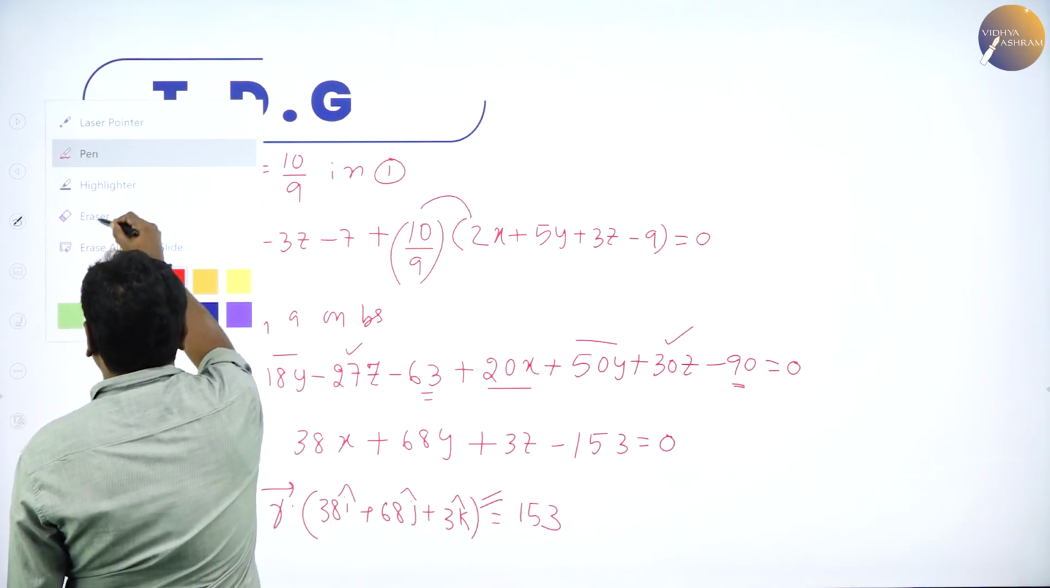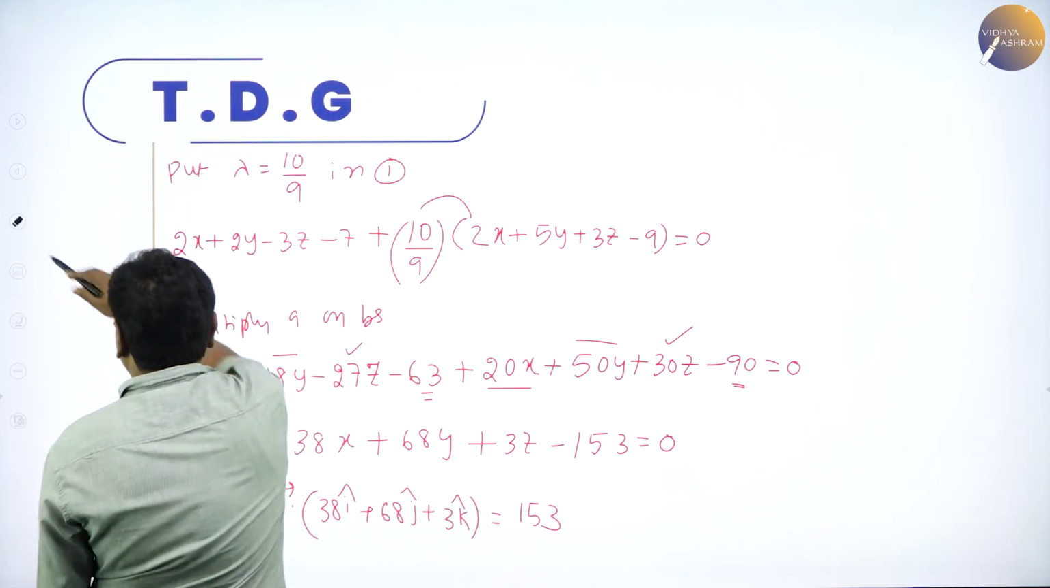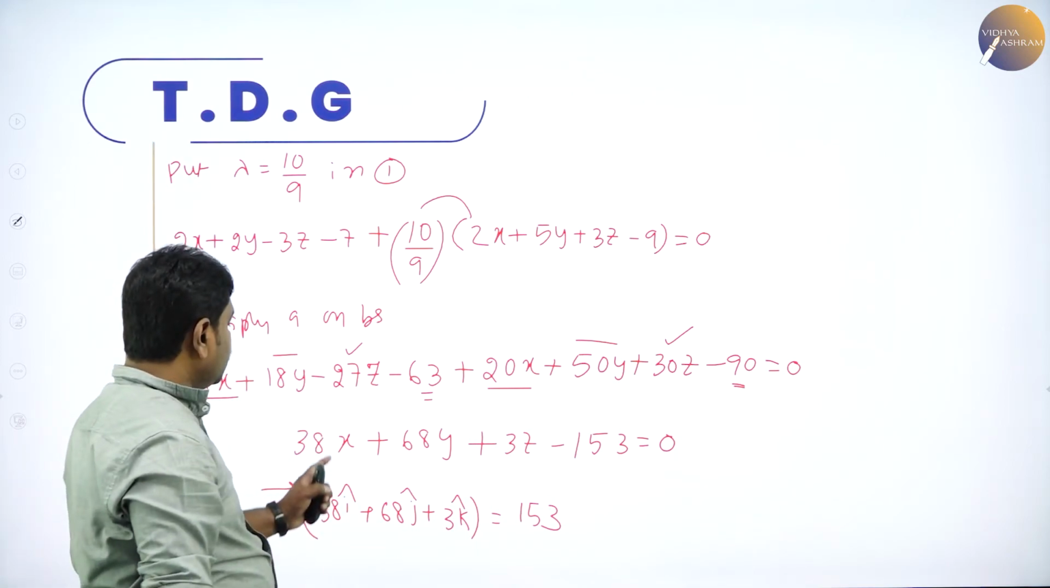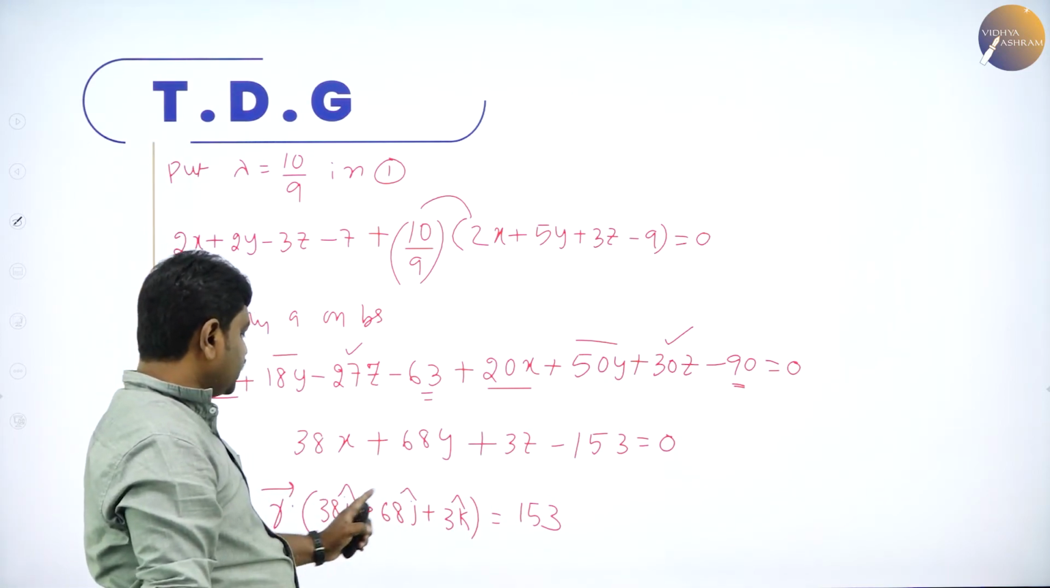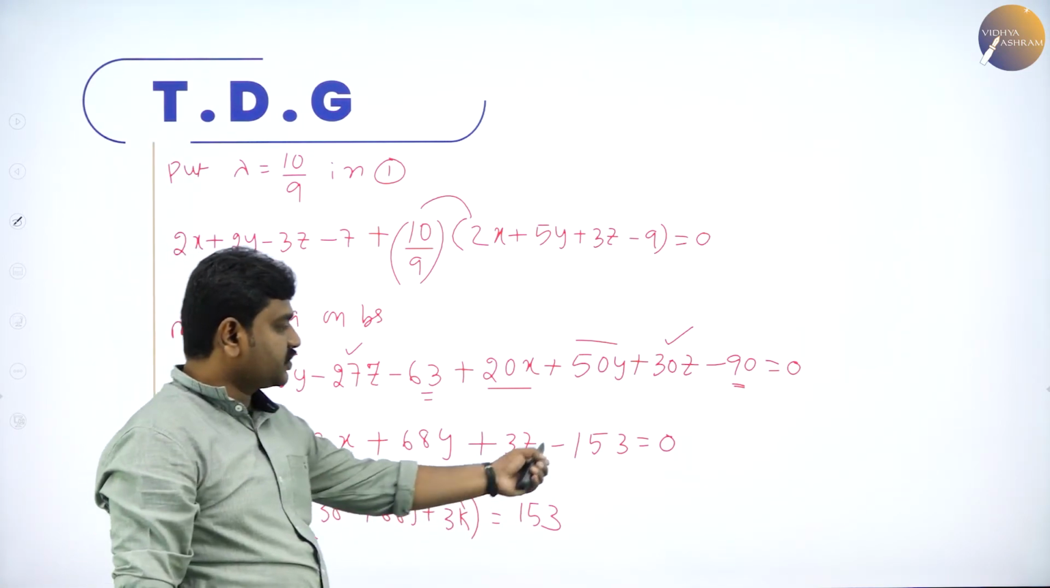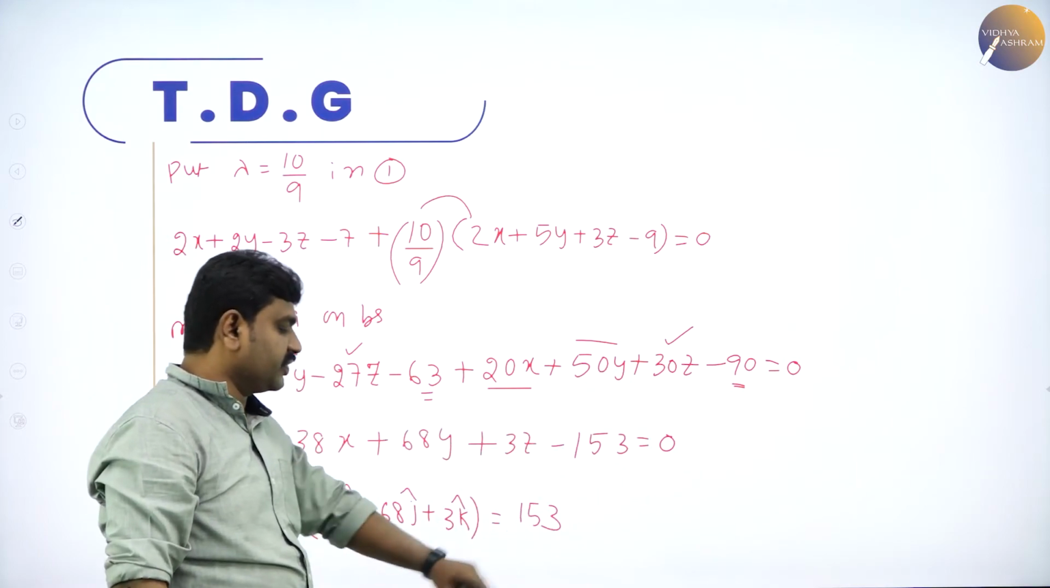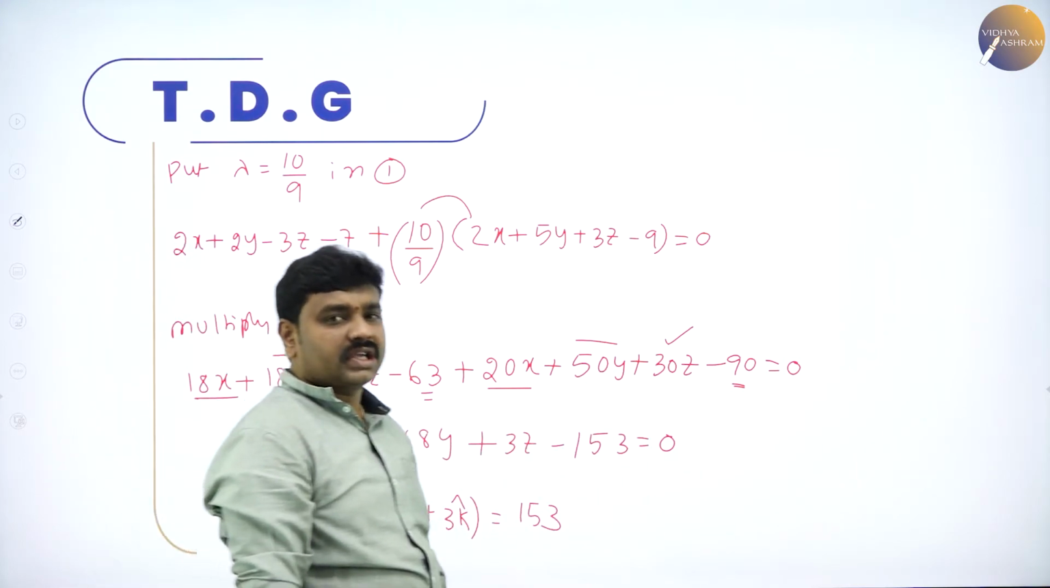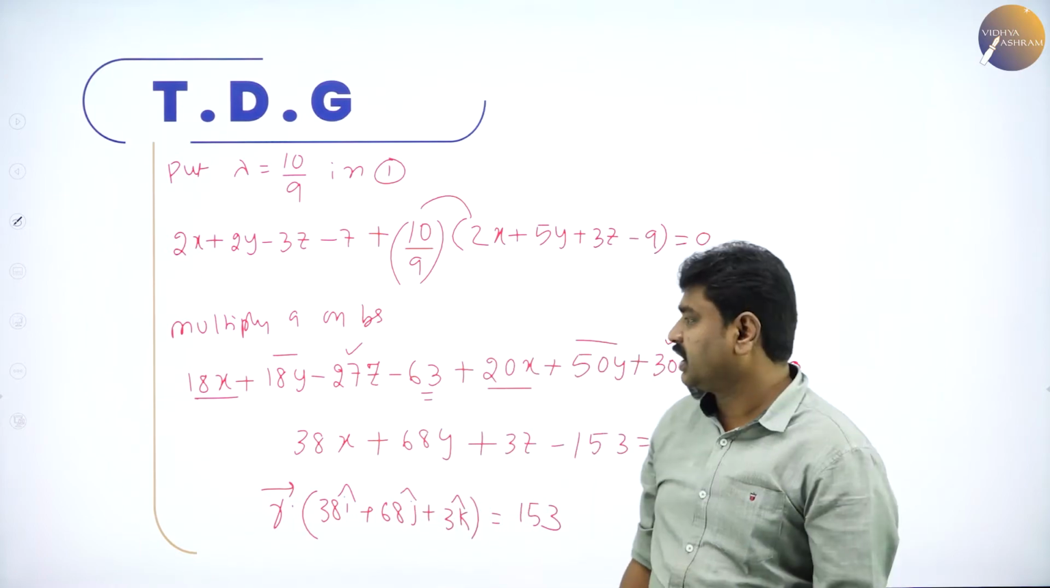So I am converting it into what form? Vector form. How to convert it into vector form? Simple. Instead of x, y, z, put i, j, k with r, and minus 153. If it goes that side, it becomes plus 153. That's it. So r dot n is equal to 0. They wanted an equation. We got it.